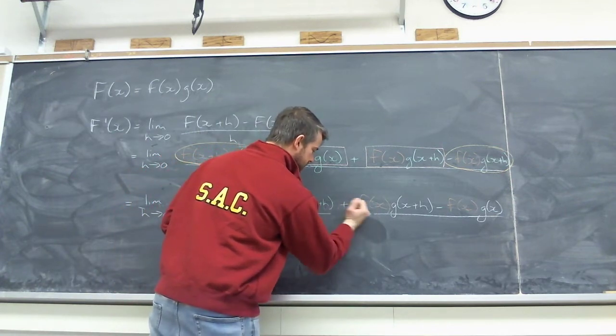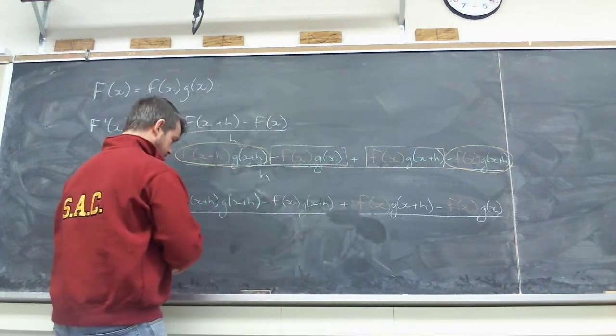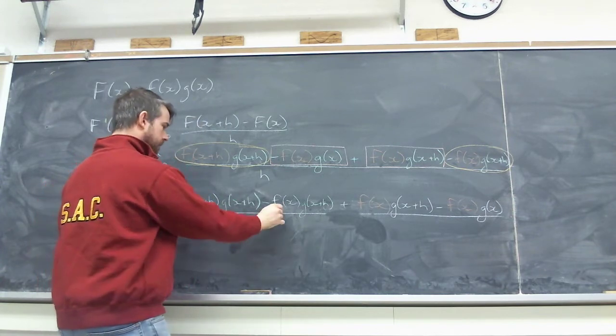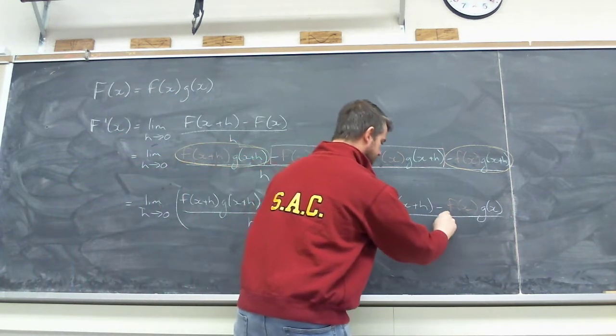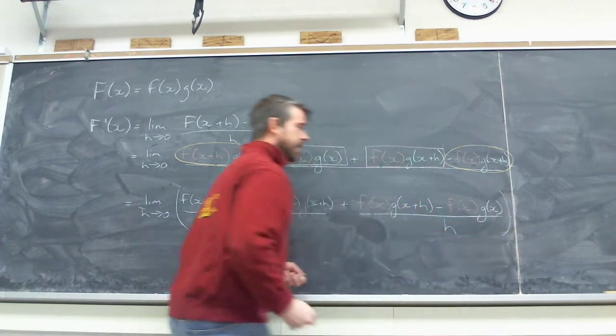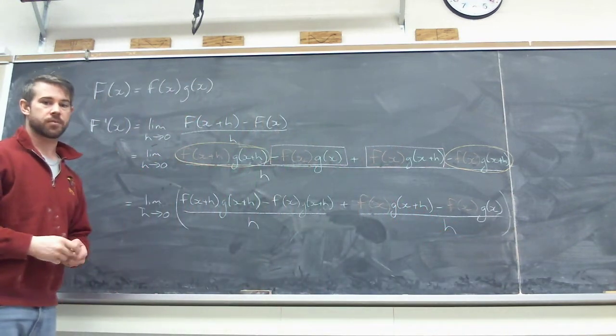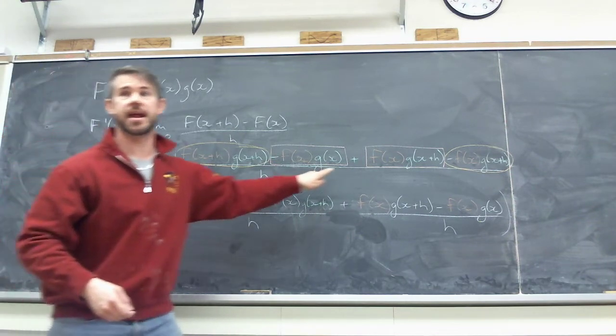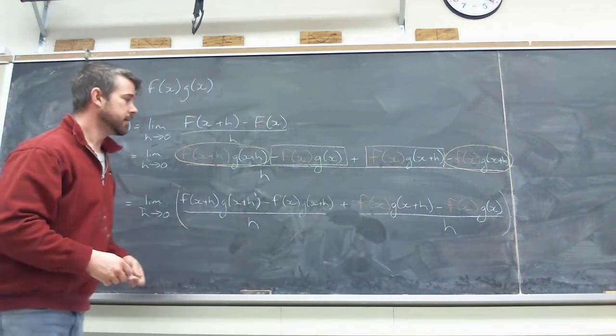I'm going to decompose this fraction. So I'm going to write this as the limit of this first term plus the limit of this second term. And that will allow me to take into account properties of limits, which will let me distribute this limit over the first term and the second term separately.